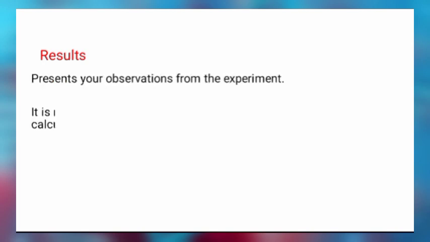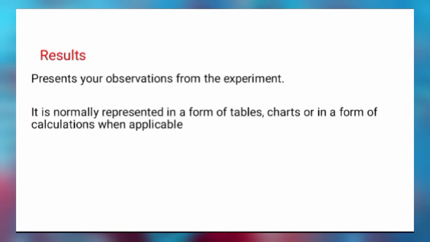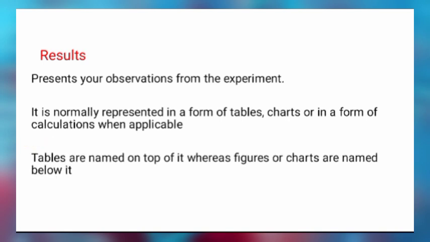And then after your materials and methods, you have to move on to the results. So for the results, it lets us know the observations made from your experiment. Whatever observation that you made from your experiment, you have to account for it in your results. So mostly we use tables and then charts to represent them. When it comes to the use of tables to represent these observations, we name the tables on top of them. So you can just state it this way: table 1.0, and then you give the title of the table before you draw your table.